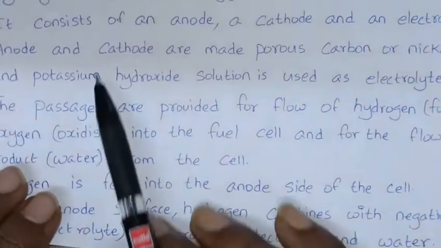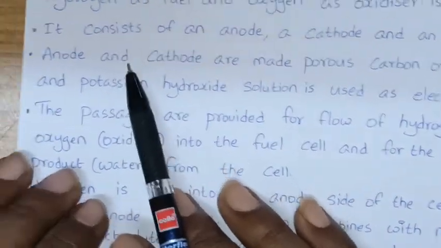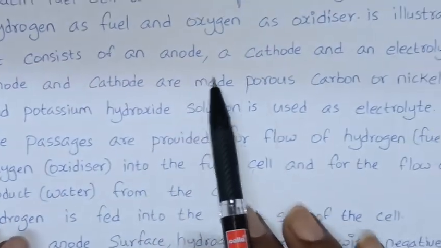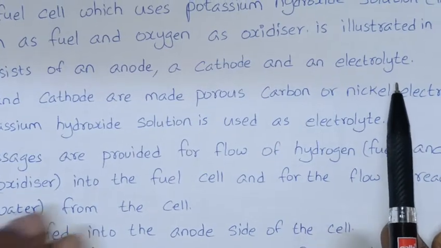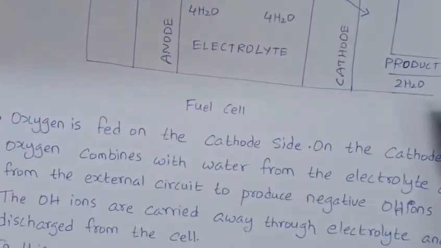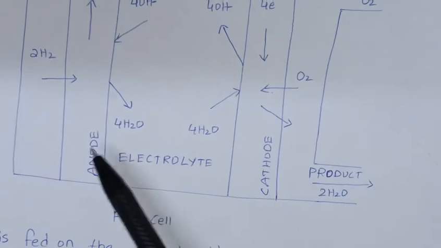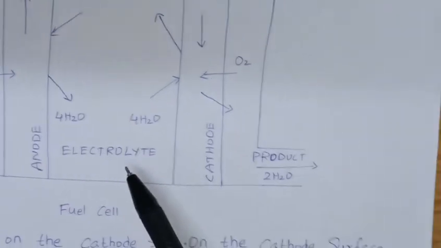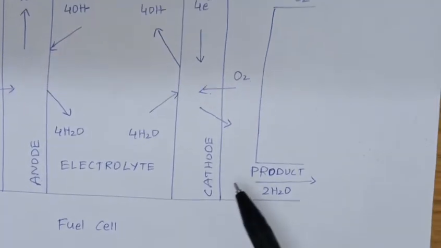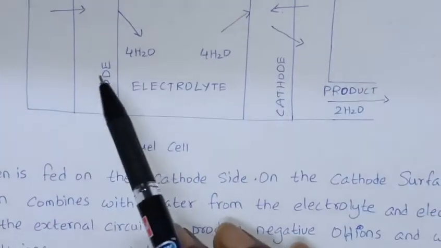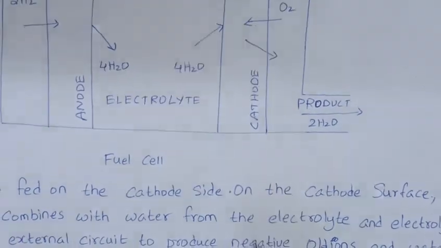It consists of an anode, a cathode and an electrolyte. In this diagram, this is the anode, this is the electrolyte and this is the cathode.